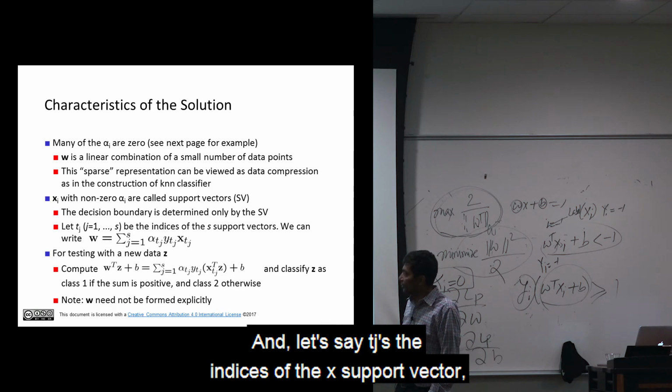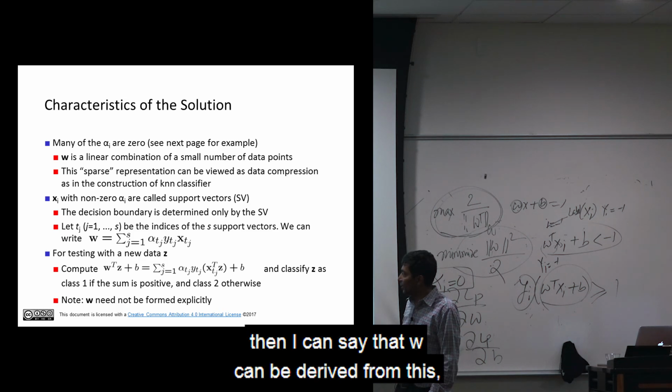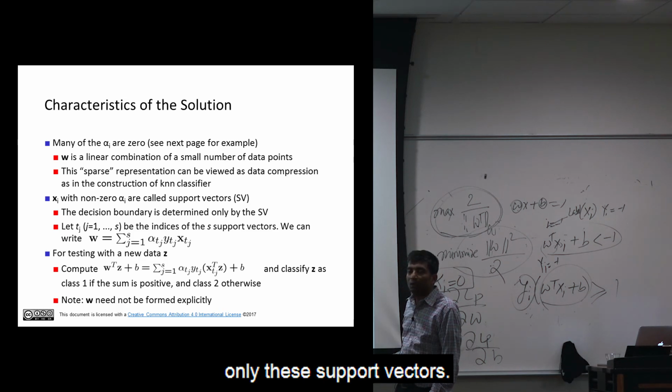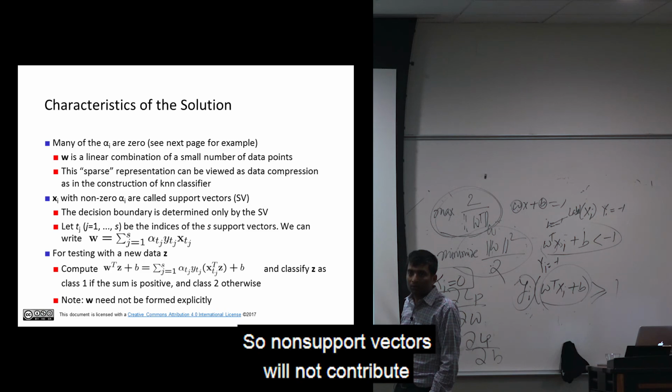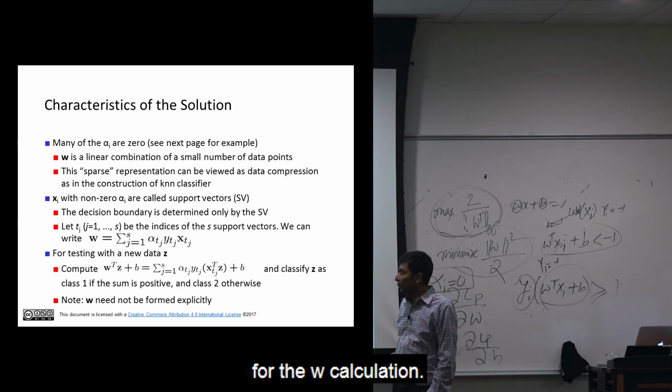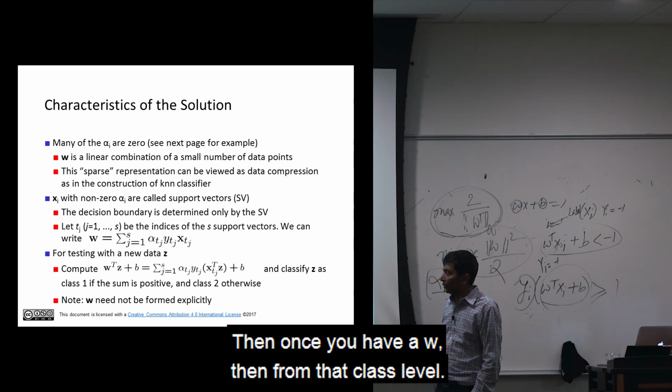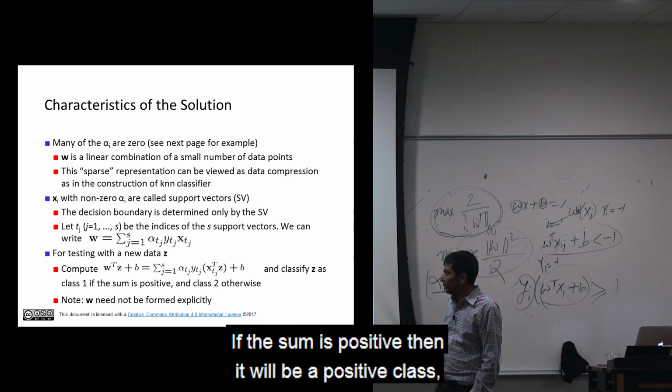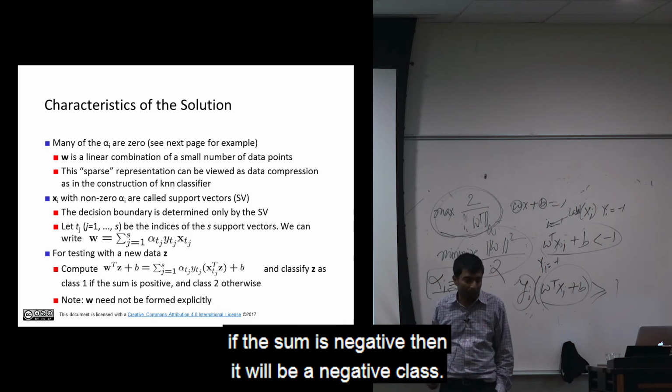Let's say tj are the indices of the S support vectors. Then W can be derived from only these support vectors. So non-support vectors will not contribute to the W calculation. And once you have W, when test data Z comes, you can estimate the class label. If the sum is positive, it will be a positive class. If the sum is negative, it will be a negative class.